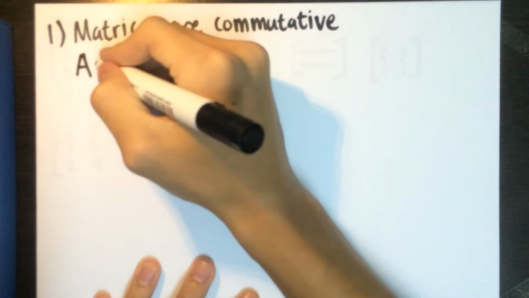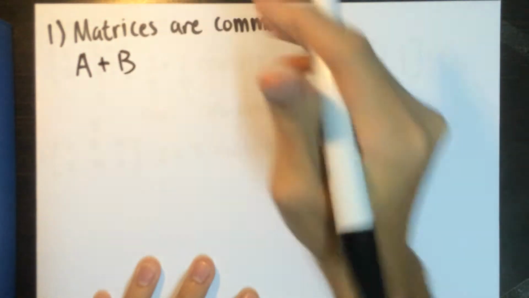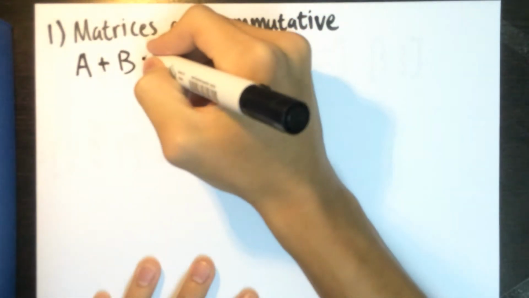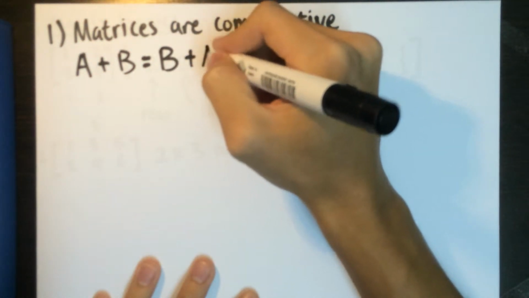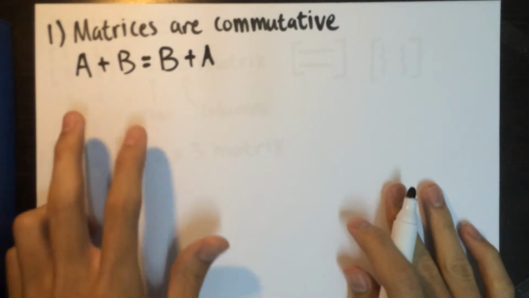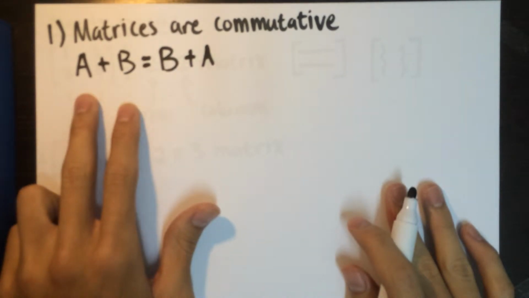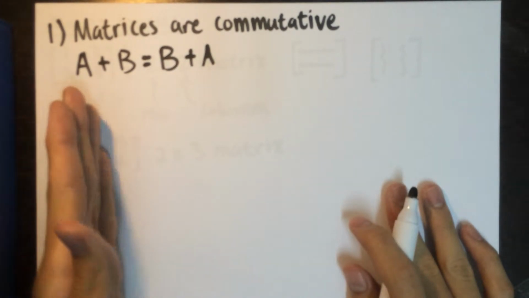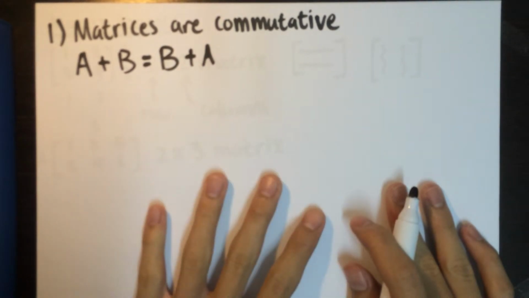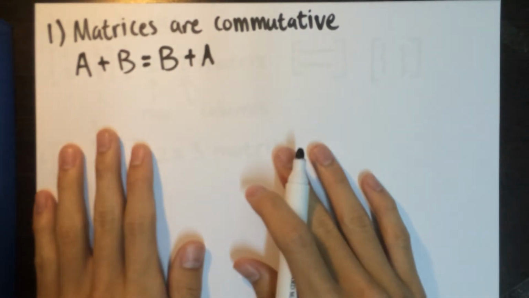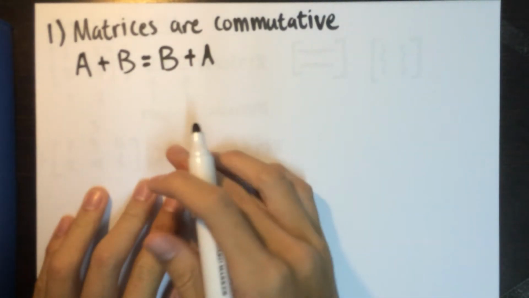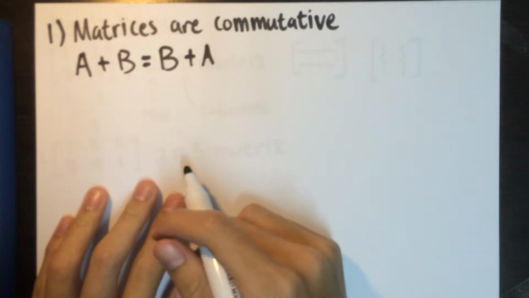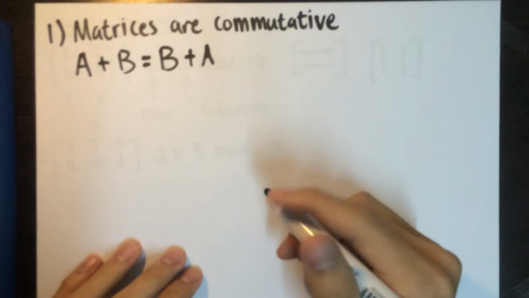matrix A plus matrix B will always be equal to matrix B plus matrix A. So what it means is that the order in which who comes first and who comes later doesn't matter for the matrices if you add them together. Okay, so if you add A plus B, it'll still be equal to B plus A. Okay, so let me show you an example.